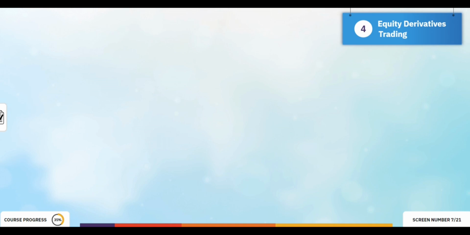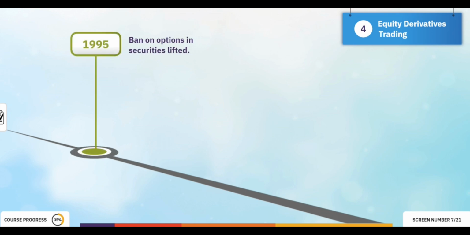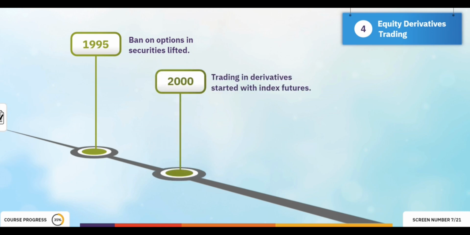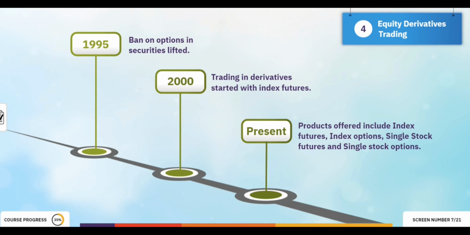Principal Reform Measure 4 is equity derivatives trading. In order to assist market participants in managing risk better through hedging, speculation, and arbitrage, SCRA was amended in 1995 to lift the ban on options in securities. Trading in derivatives, however, took off in 2000 when index futures after suitable legal and regulatory framework was put in place. The market presently offers index futures, index options, single stock futures, and single stock options.